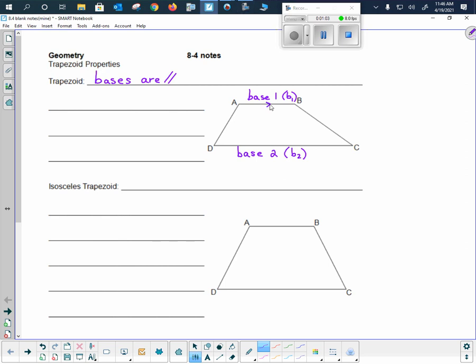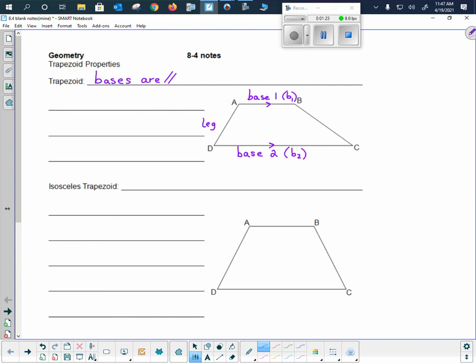Sometimes you might want to draw in the arrows to remind you. Again, look at that picture, guys. Arrows mean parallel. They don't mean equal in length. You can definitely tell there those bases are not equal in length. Okay, so those are the bases, the ones that are parallel. The other two sides in a trapezoid are called legs.